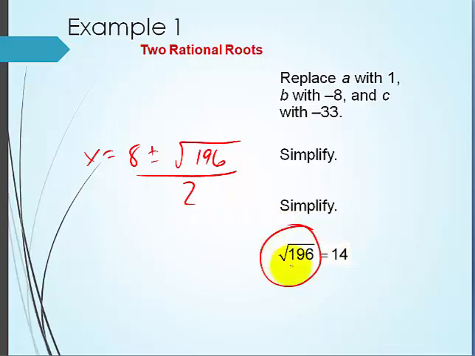Can I take the square root of 196? Yes, I can. That's a 4. So x is equal to 8 plus or minus, 14, not a 4, over 2.